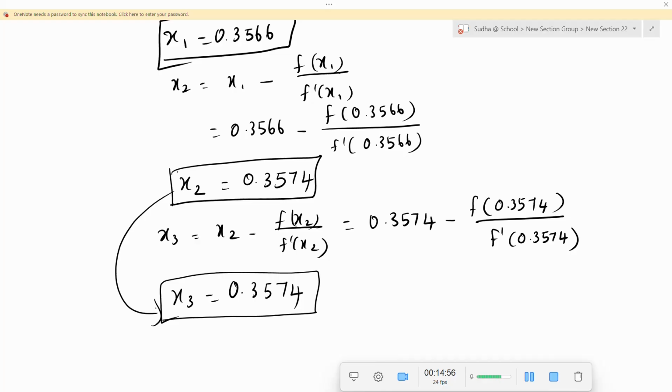Sometimes it will be mentioned in the given problem, 5 decimals repeated or 4 decimals repeated. So until then you have to do it. So here exactly four decimals are repeated, so then we have to stop the process. So hence the better approximate root is 0.3574.